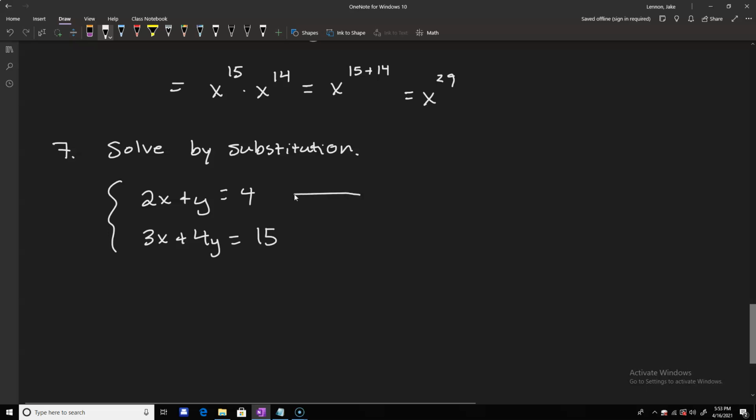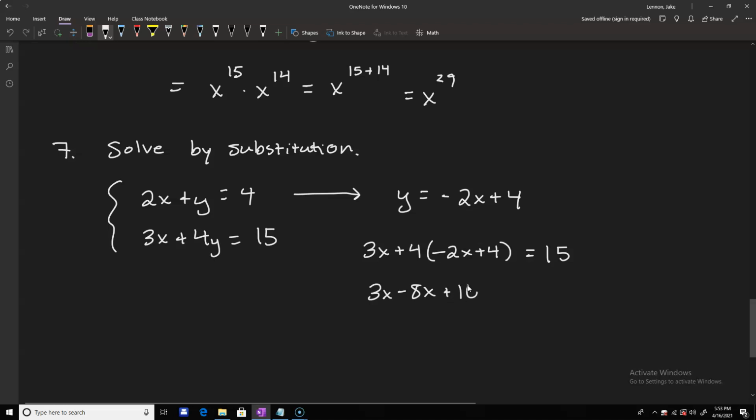So I can just subtract 2x, so basically I get y is equal to minus 2x plus 4. So now in the second equation I can replace the y with minus 2x plus 4 in parentheses. So I can write down 3x plus 4 times (minus 2x plus 4), replacing the y, equals 15. Now I'm just left with a linear equation to solve. So I'm going to multiply the 4 through. So I get 3x minus 8x plus 16 equals 15.